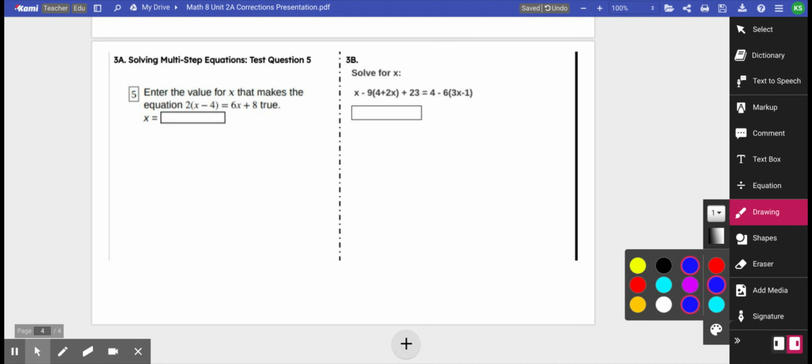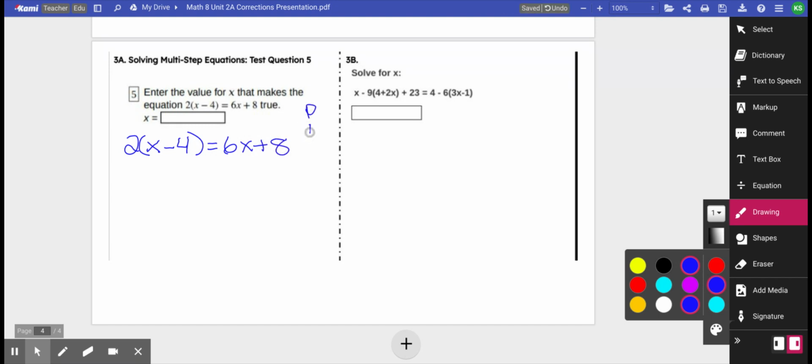Okay, problem 3 is our last problem. It was question 5 on our unit test. So what this one is, it's just a multi-step equation. They say, enter the value for x that makes the equation 2 in parentheses x minus 4 equals 6x plus 8 true. So they want to know what is x. When they say what makes it true, they just want to know the x value. So we're going to solve this. So we have 2 times x minus 4 equals 6x plus 8. So we have to do our PEMDAS.